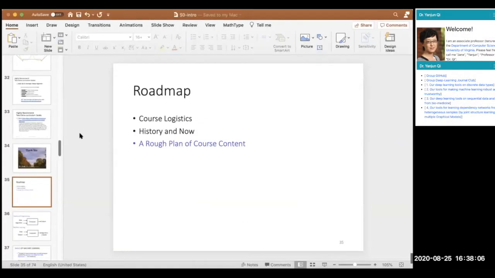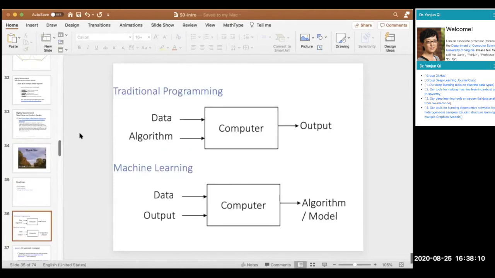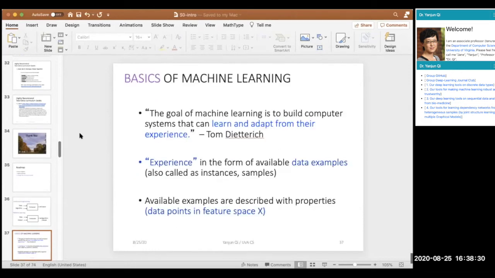The third module is the rough plan of the course content. So again, let's come back to this reference view of traditional programming versus machine learning based programming. A very vague way to talk about it is we are using data to generate an algorithm. In fact, we are generating a model. So what are the basics of machine learning?